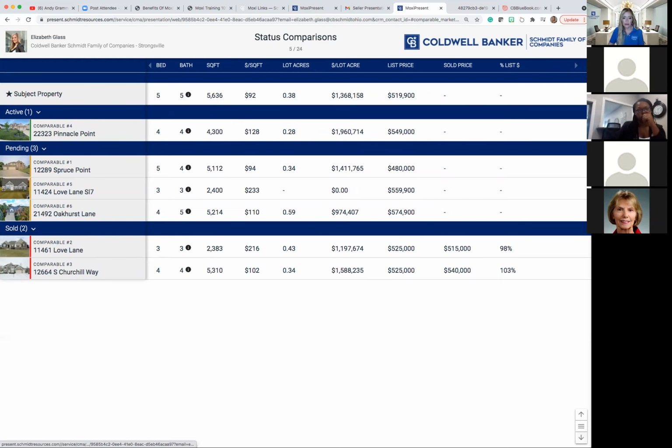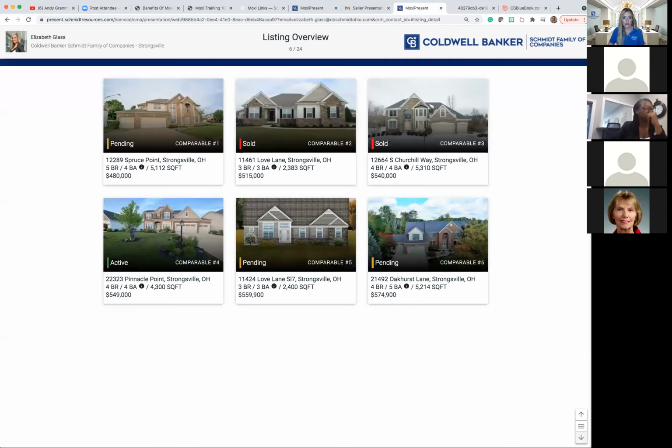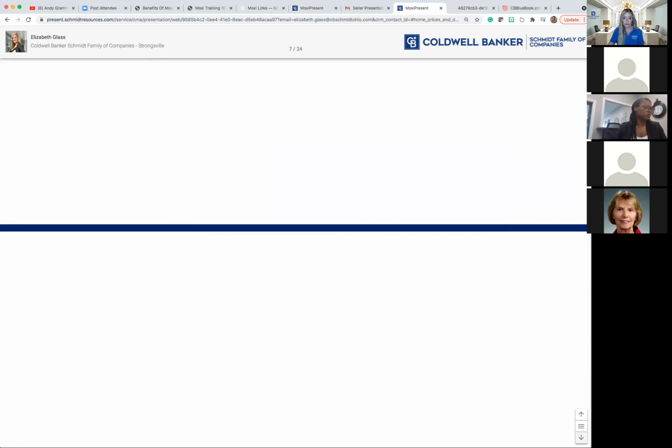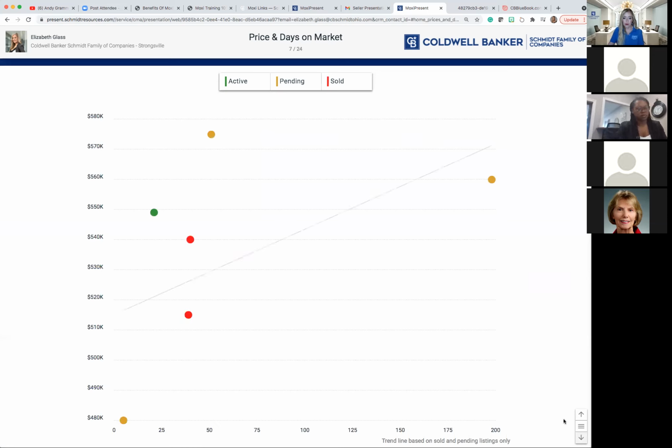Next slide is the listing overview. So this is just a different way to view it as well. Again, all of them are clickable, so you can go into each property. This is the price and days on the market. Please keep in mind, interactive means everything is touchable and clickable. Hover over it to find out which one it is.